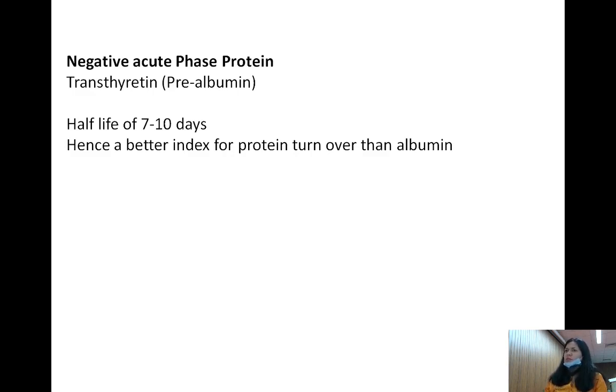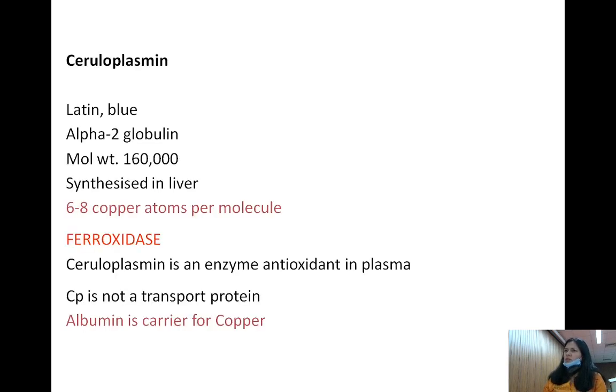An example is transthyretin, which helps in the transport of thyroxine. Ceruloplasmin is a positive acute phase protein. It helps in the storage of copper. How many coppers can it bind per molecule? Remember, 8 to 6. And this ceruloplasmin has an antioxidant property. It has the enzyme activity known as ferroxidase. They used to ask in the exam, ceruloplasmin has ferroxidase activity.